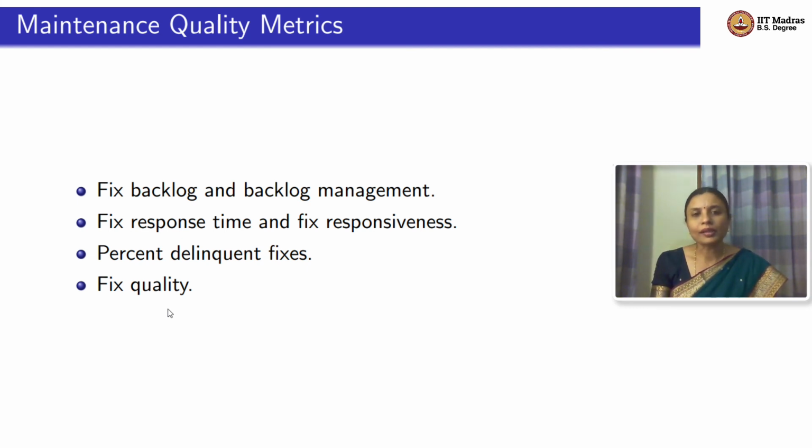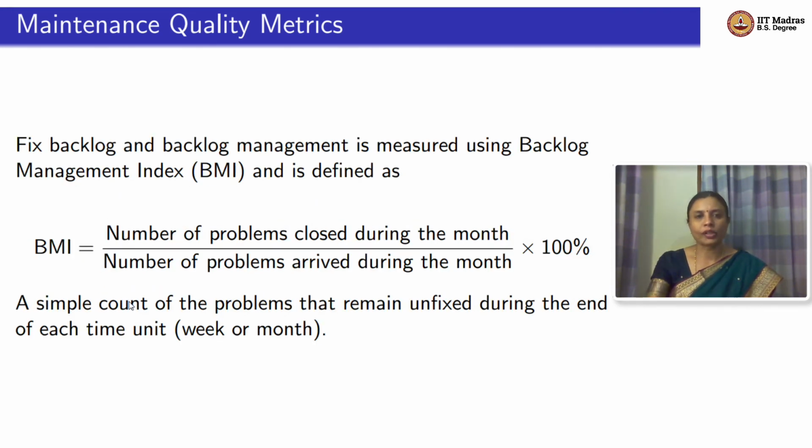These are some metrics. One is related to backlogs, how many backlogs have been fixed or managed. One is related to the time it takes to fix an error that was found. One is called percent delinquent fixes, I'll tell you what it is. The other is the quality of fixes. We're not defining quality of fixes properly here because each company or organization will have their own measure of what is quality. But let's look at fixed backlog and backlog management first.